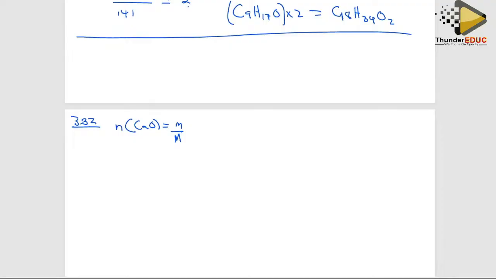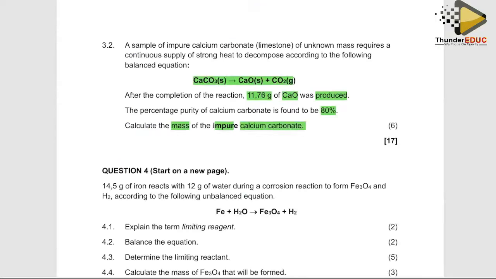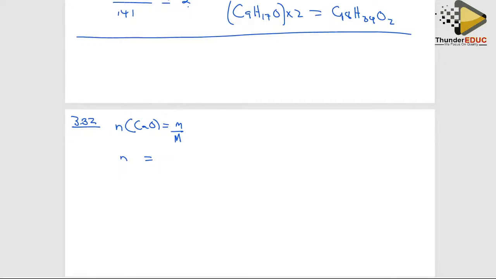So what do I have there in terms of this? I'm going to proceed to say N is equivalent to... what do I have? I have a value of 11.76. Therefore, N is equivalent to 11.76 all over the mass that is given.